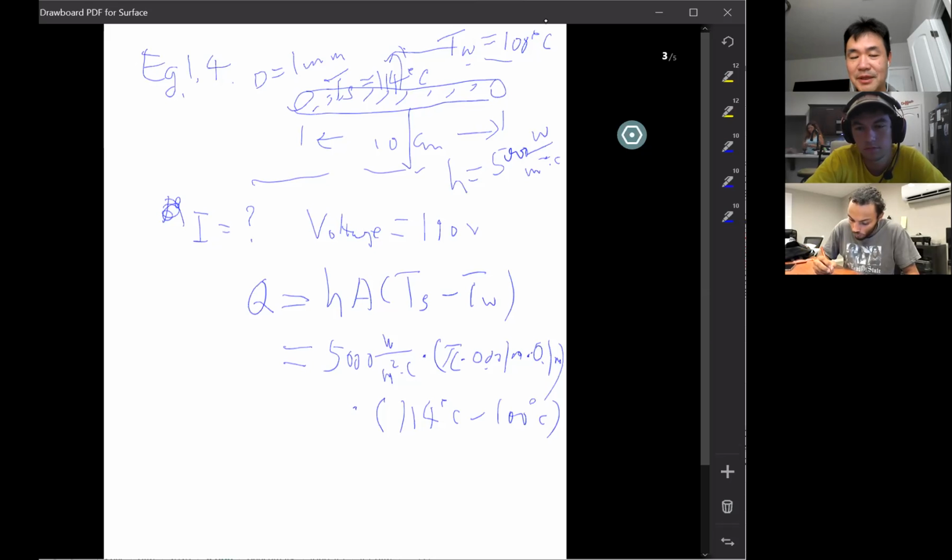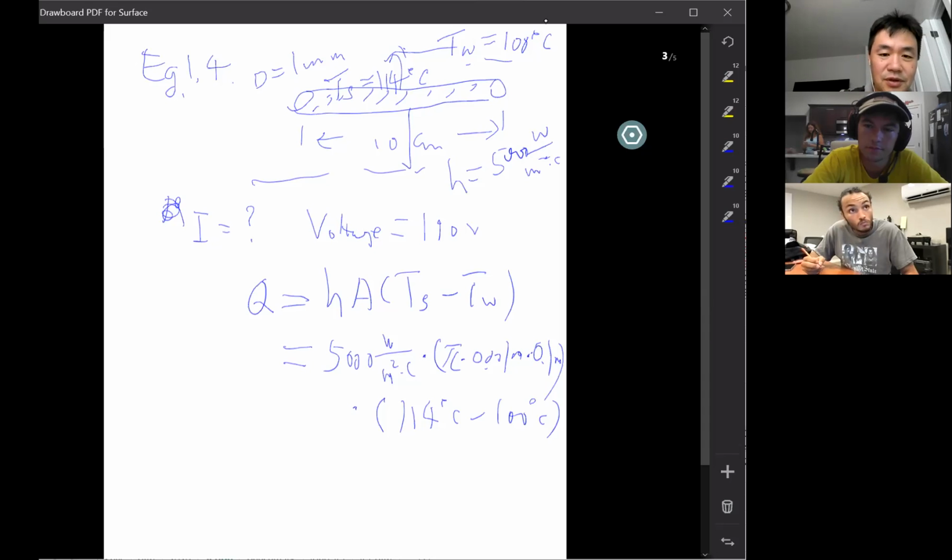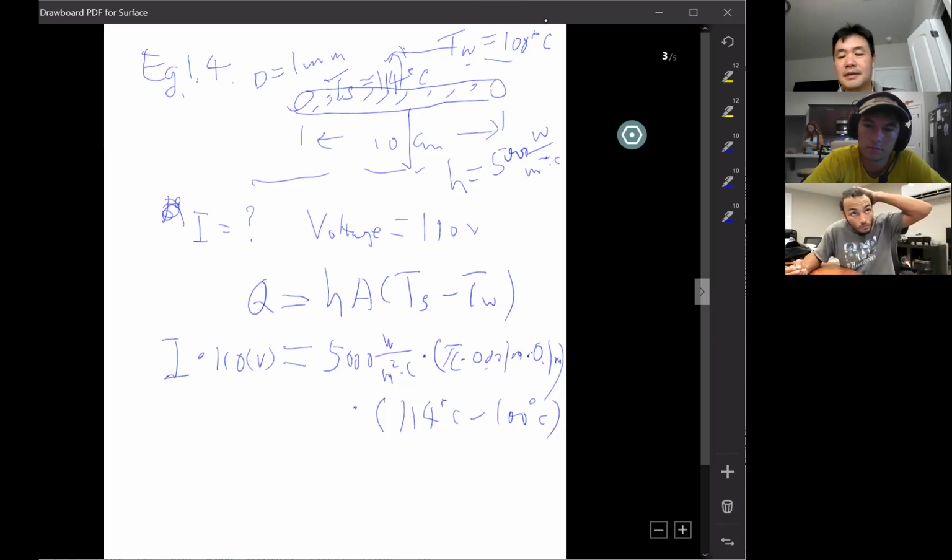That's the concept. But now I changed the problem a little bit. I ask, what is the amp current you need for this problem, given voltage 110 volts? So this Q is electrical power. The heat transfer rate going out is equivalent to the electrical power supplied to the wire, right? So the electrical power equals voltage times the current.